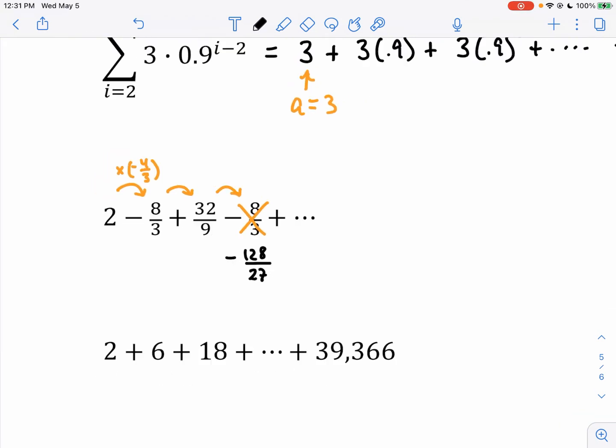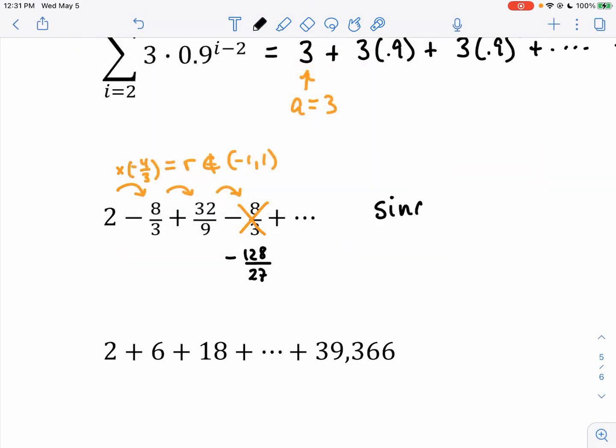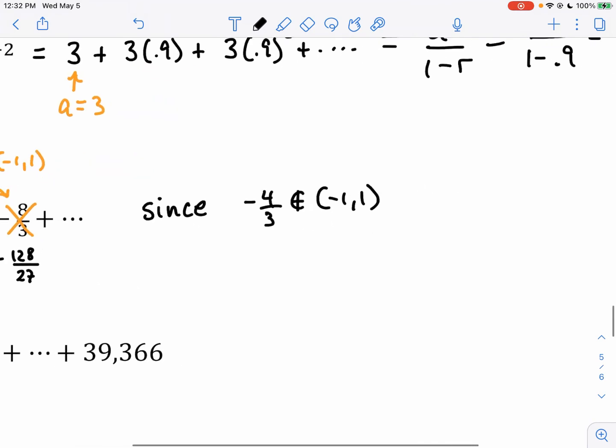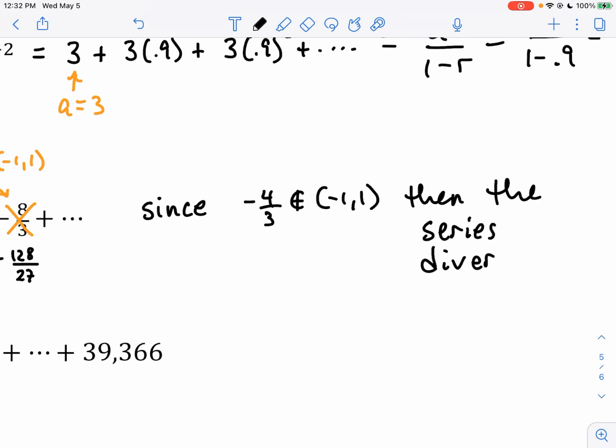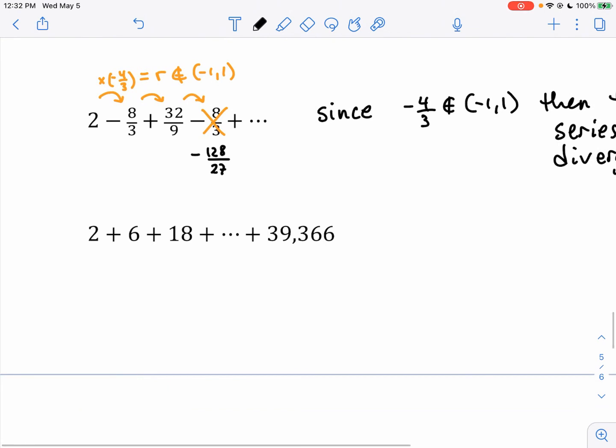And we get, well, the ratio is negative 4/3. Well, negative 4/3 is negative 1.3 repeating. And that's not in the interval from negative 1 to 1. It's left of negative 1 on the number line. So therefore, we can say right away that this series is divergent. So since the ratio negative 4/3 is not in the interval from negative 1 to 1, then the series diverges. Or we can say it's divergent. It has no sum.